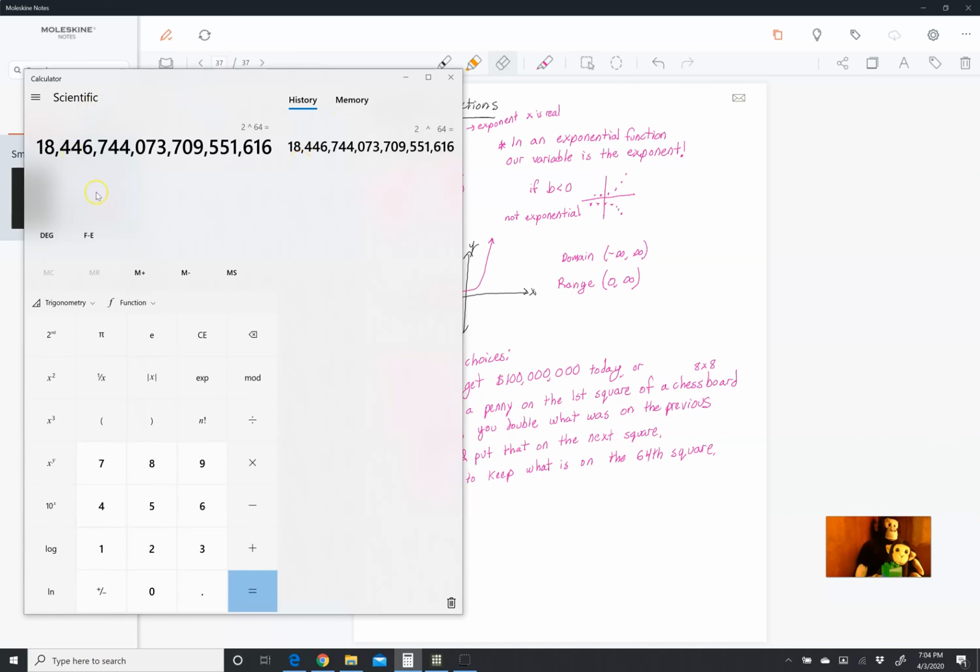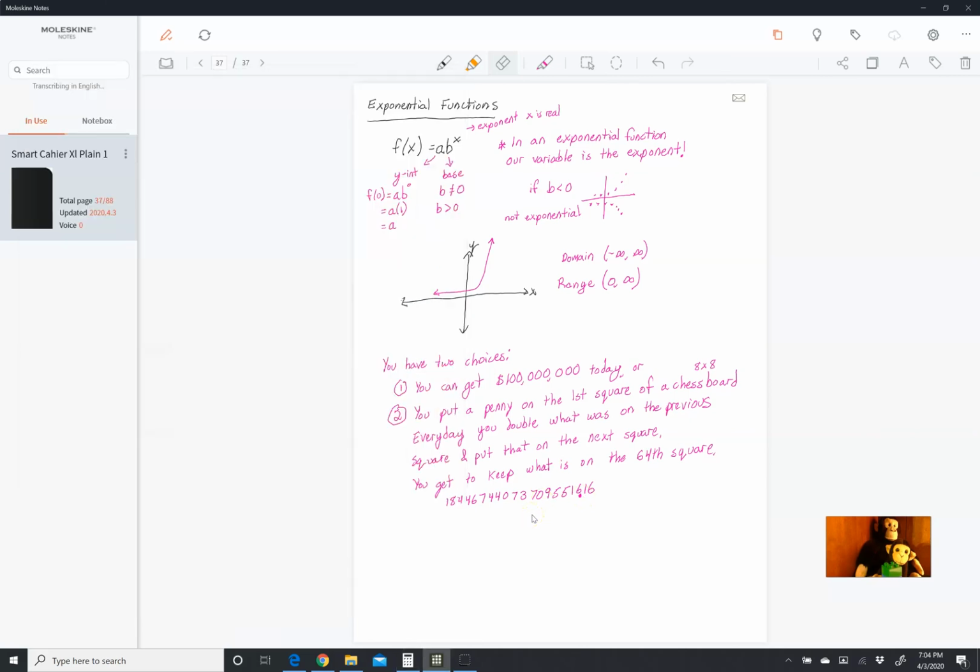Okay, now look at how huge this is. But let's be honest, we started off with 1 cent, not $1. So we have to put in a decimal point after the 16. So we have, this is 100 million for the first. For the second, we have 1, 8, 4, 4, 6, 7, 4, 4, 0, 7, 3, 7, 0, 9, 5, 5, 1, 6, 1, 6. And there's got to be a decimal point over here because we're starting off with 1 cent, not $1. So let's see how much that is.